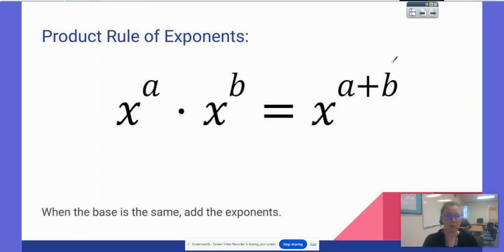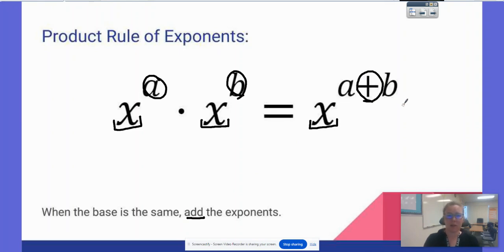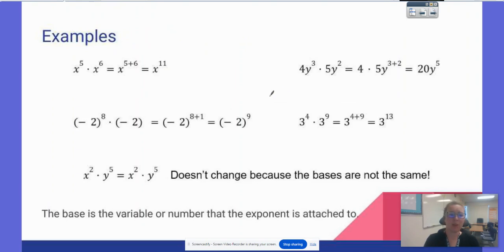So here's our product rule of exponents. Whatever our base is, in this case an x, to the power of an exponent, times the same base, to the power of another exponent. The exponents could be the same or different, as long as the bases are the same. So here I have it at the bottom: when the base is the same, add the exponents. So here's our exponent rule. Okay, here are some examples. Let's take a look at them. Some of them are going to be like what we just went over previously in these slides.